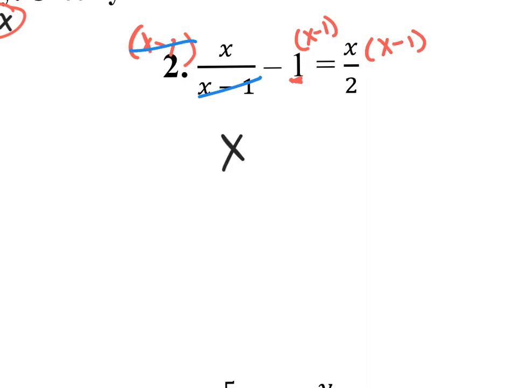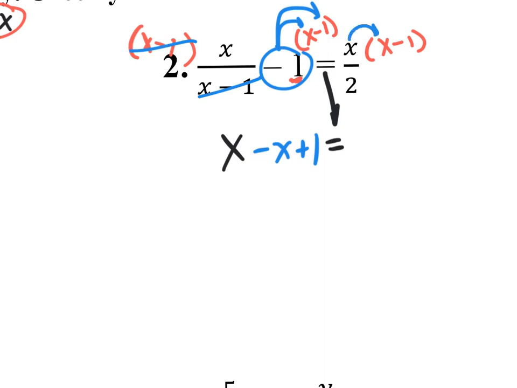Now, we do have a minus 1 that we have to multiply by x and by negative 1. So I need to take this minus 1 and distribute it. Negative 1 times x is negative x. Negative 1 times negative 1 is positive 1. And of course, we have the equal sign that comes down. And let's also distribute over here. X times x is x squared. X times negative 1 is negative 1x.